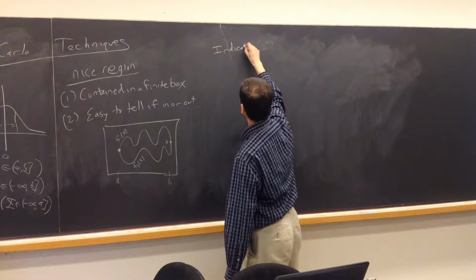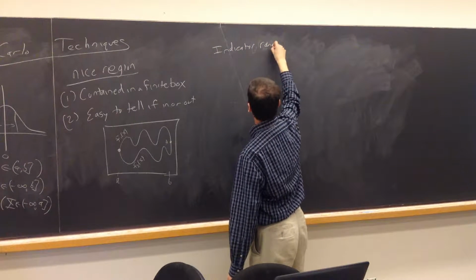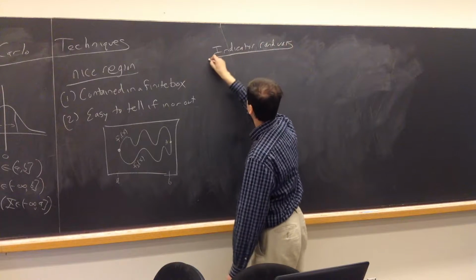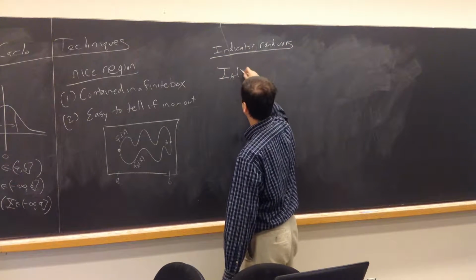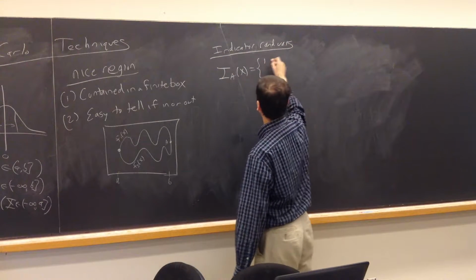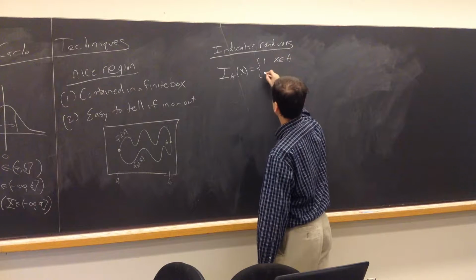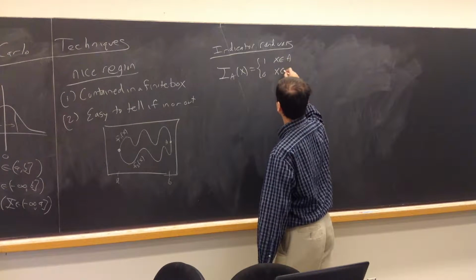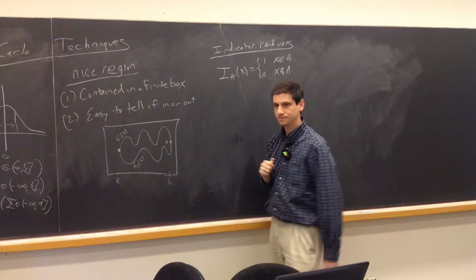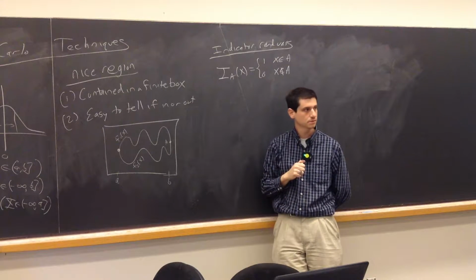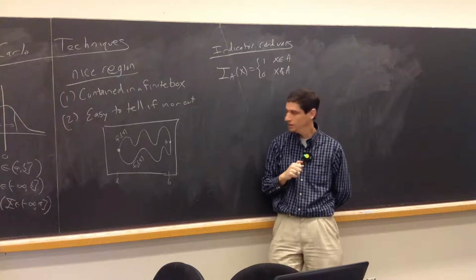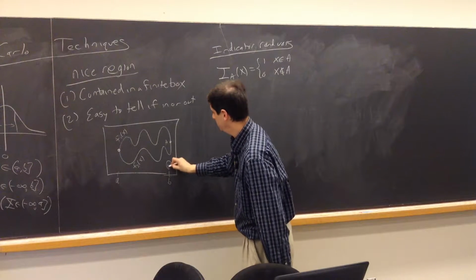indicator random variables. So we'll let IA of x be 1 if x is in A and 0 if x is not in A. Okay? And we have some giant box here, B.